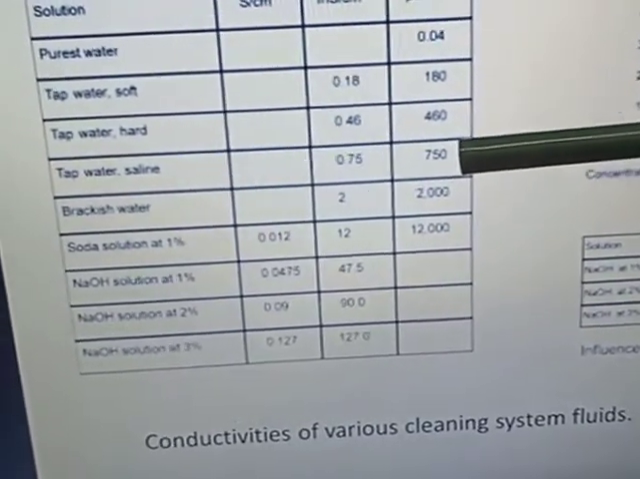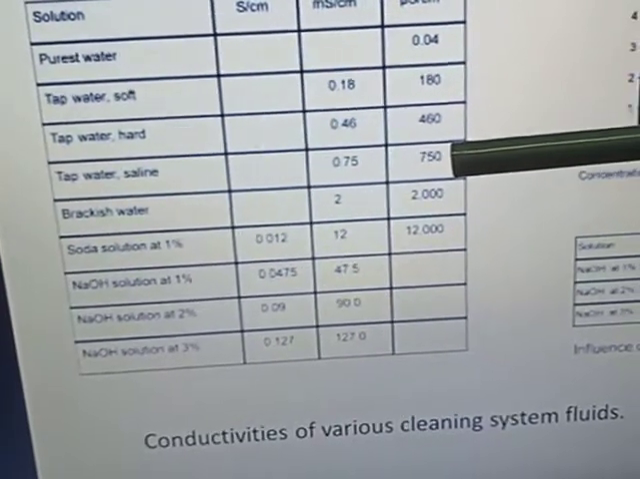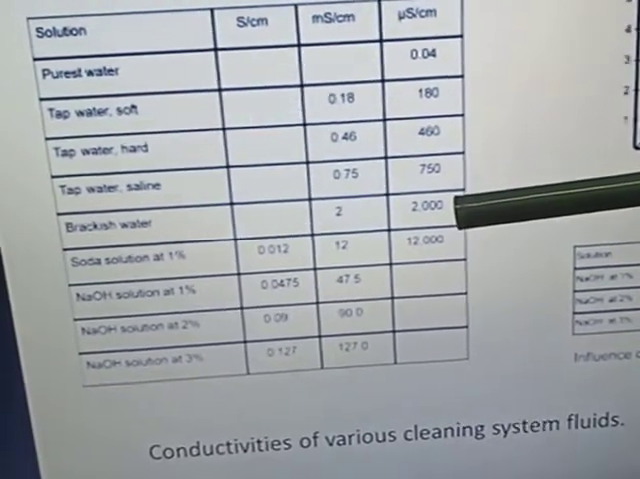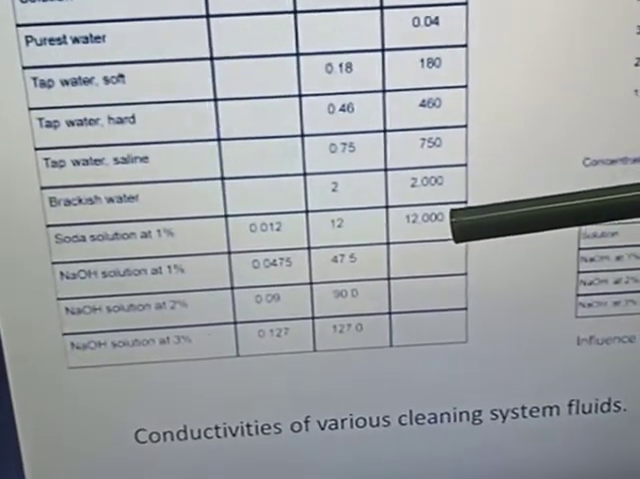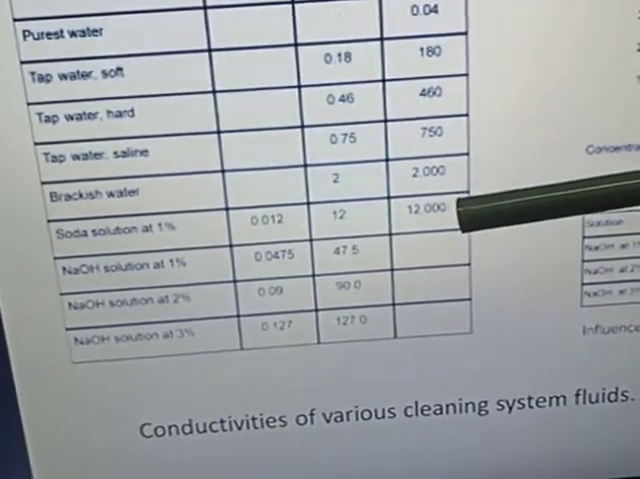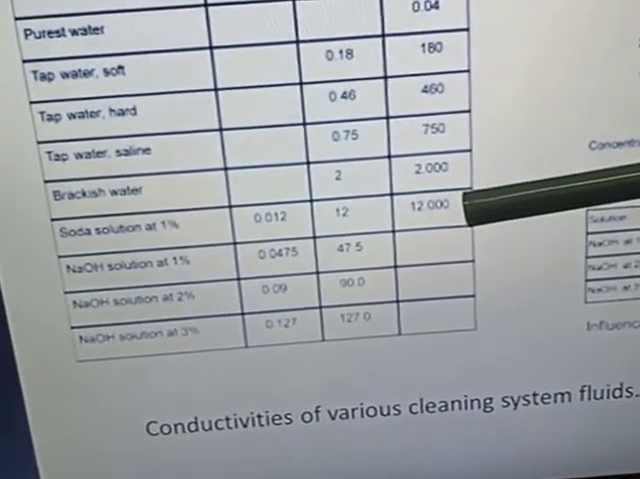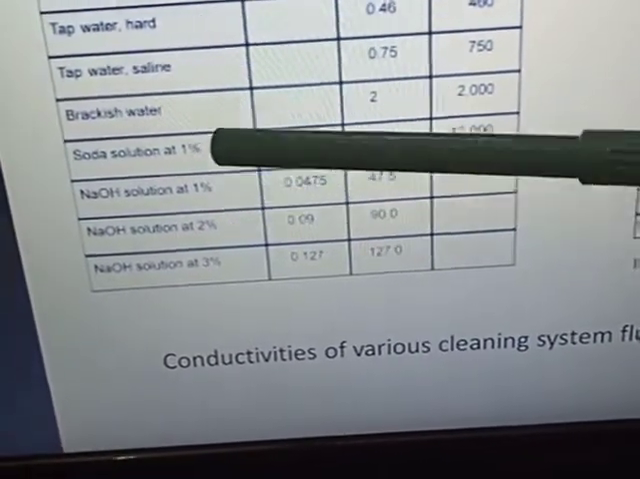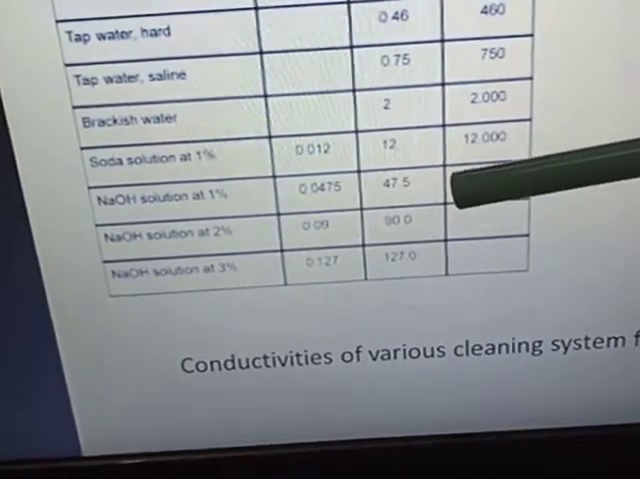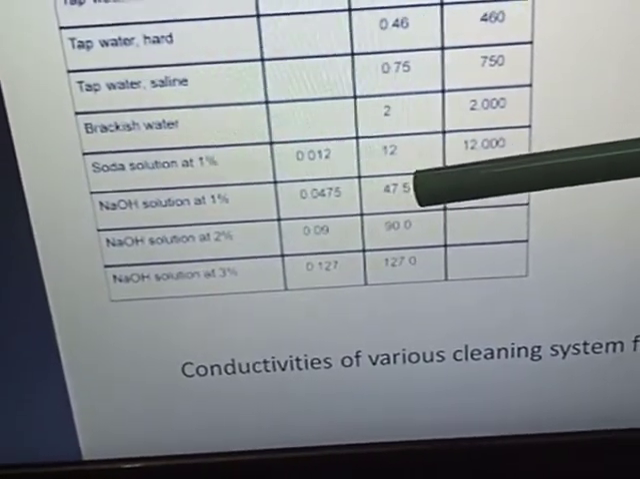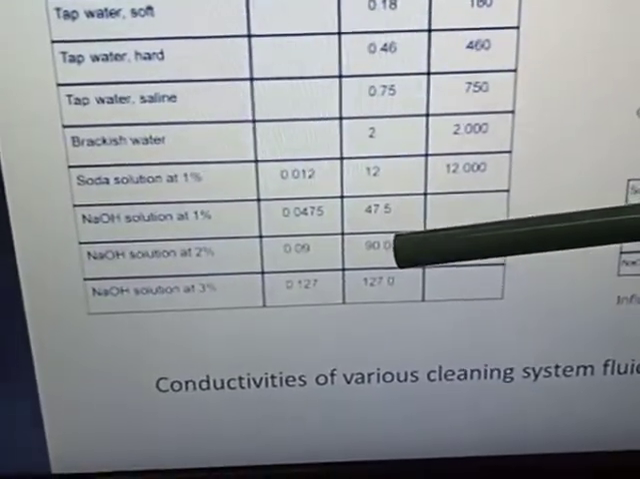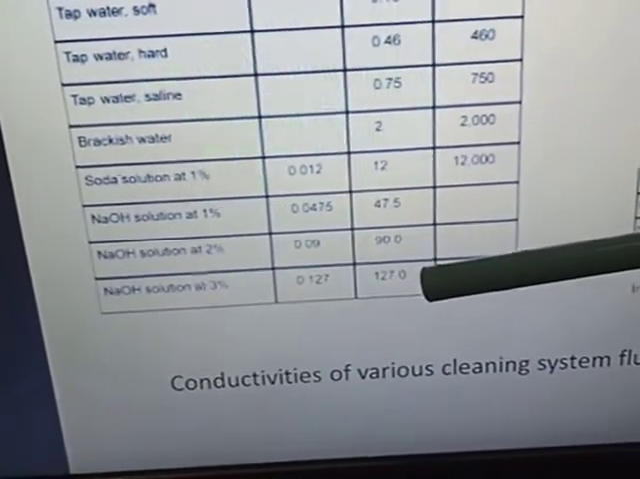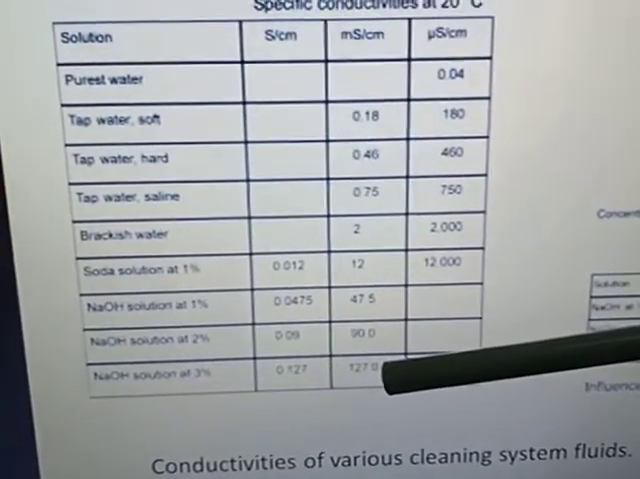460. Saline water with natrium chloride, 750. Brackish water like seawater, 2000 microsiemens per cm. You have soda solution, natrium hydroxide, 1%, 12,000 microsiemens. And then natrium hydroxide 1% becomes 47.5 millisiemens. You have natrium hydroxide solution, 2% is about 90, and then 3%, 127 millisiemens.